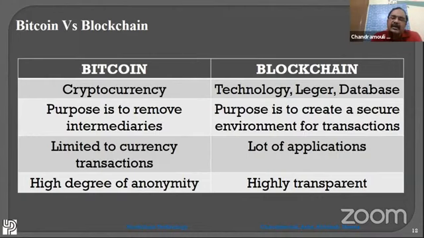There can be a number of other cryptocurrencies possible on the blockchain technology, because blockchain is simply a technology, right? And in the case of Bitcoin, why we created Bitcoin, the purpose is to remove the intermediaries. That is the purpose of Bitcoin. Whereas the purpose of the blockchain is to create a decentralized environment for transactions, right? And on the blockchain, a lot of applications are possible to write, and with Bitcoin only the particular currency transaction is possible, right? And there is a high degree of anonymity with Bitcoin, whereas the blockchain is considered highly transparent. So blockchain is different and Bitcoin is different.